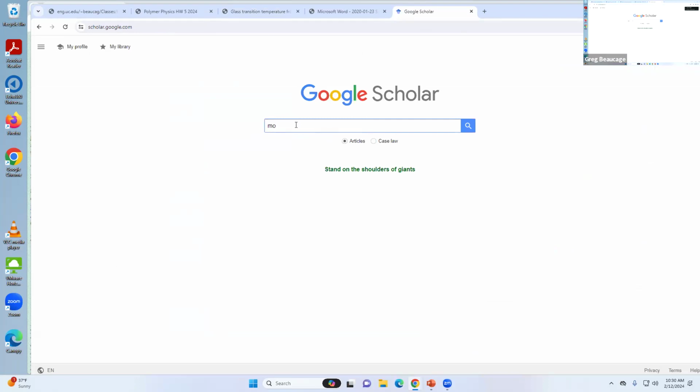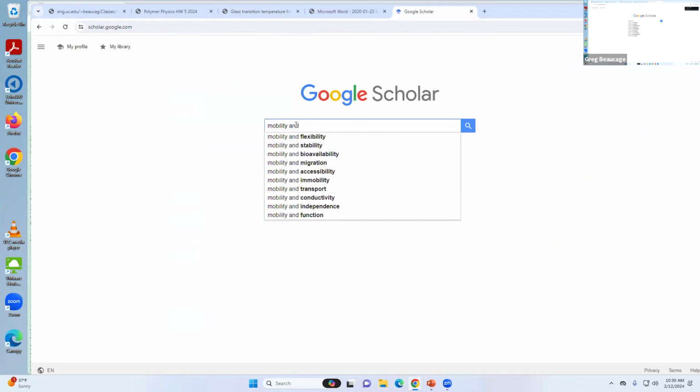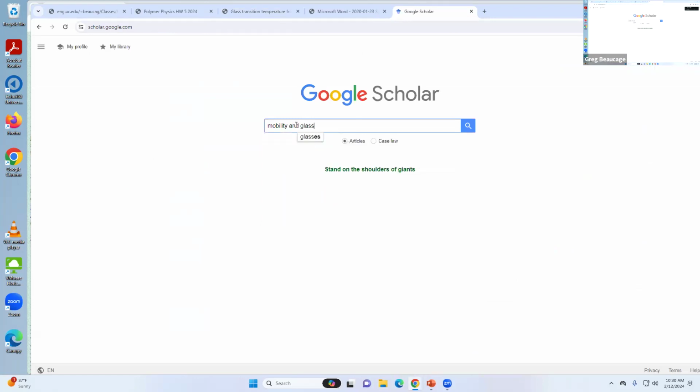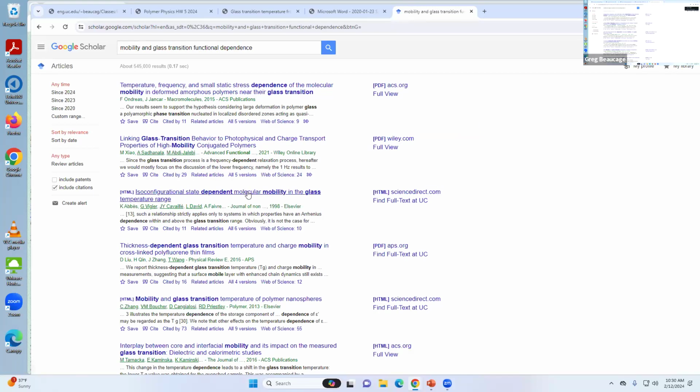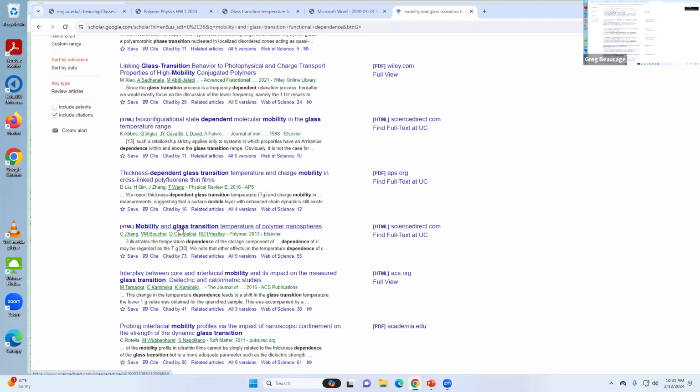So if you want to know about mobility and glass transition, something like that, this is good if you have a thing that you want to know about. Thickness dependence of mobility near the glass transition, making glass transition to high mobility. It's almost the same thing, right? Conjugated polymers. Maybe that's a topic that people are interested in. I don't know, but thickness dependent mobility in glass transition of polymer nanospheres.